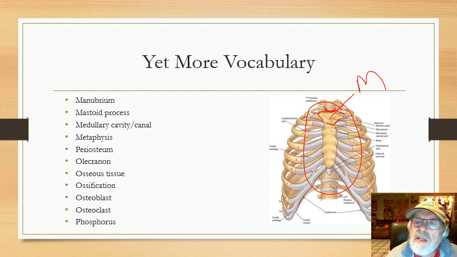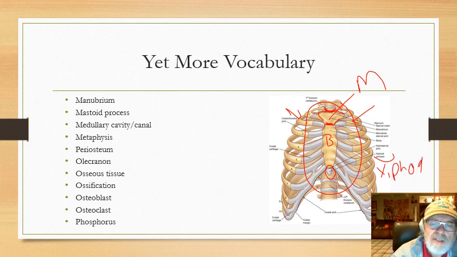This area right here, where the manubrium meets the body, which is down in here, is called the sternal angle. And what's this right here? That's the second rib, again a very important anatomical landmark. That's the manubrium and the body. And this little V-shaped area at the bottom is called the xiphoid process, spelled X-I-P-H-O-I-D. So that's the xiphoid process there. That's what we have with that.